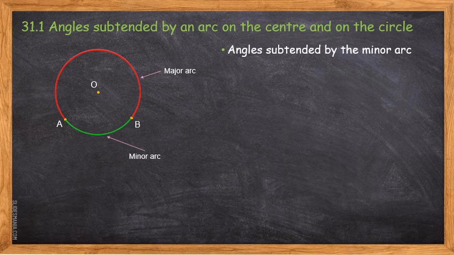Then let's write down angles subtended by the minor arc. Then let's draw the figure separately. Here I have marked the minor arc using green color. Then there are 2 types of angles that is subtended by the minor arc. That is, one angle is subtended on the center and the other angle is subtended on the remaining part of the circle. Right. Let's see how this happens.